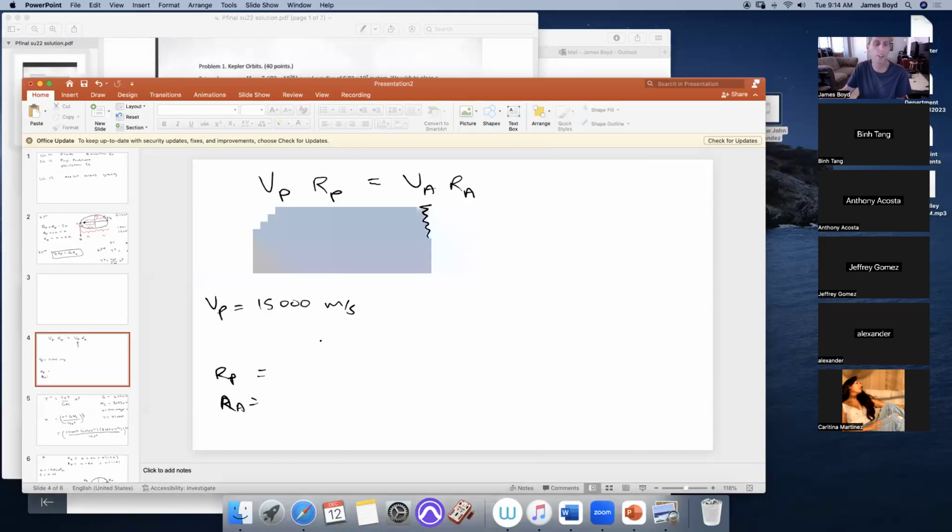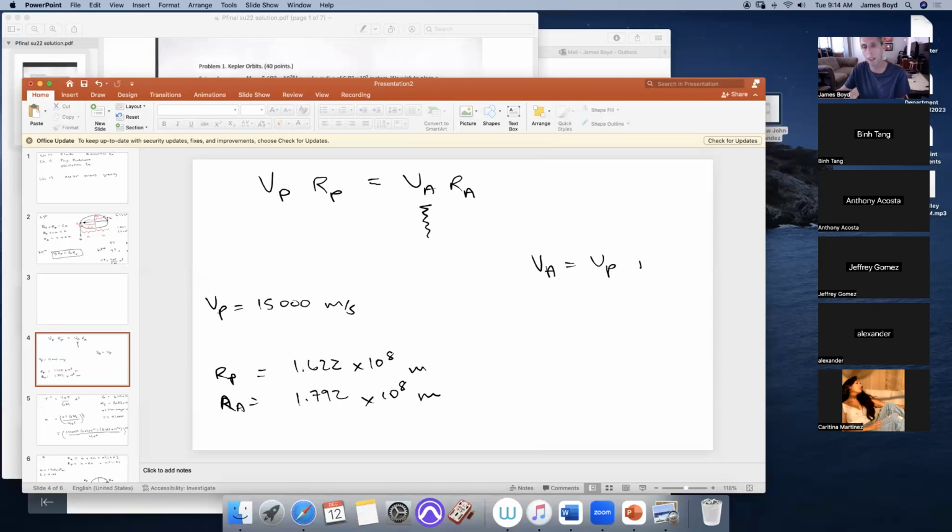And 1.622 times 10 to the 8th times 10 to the 8th. So if we're trying to find VA, divide both sides by RA. And you get VP times RP over RA.